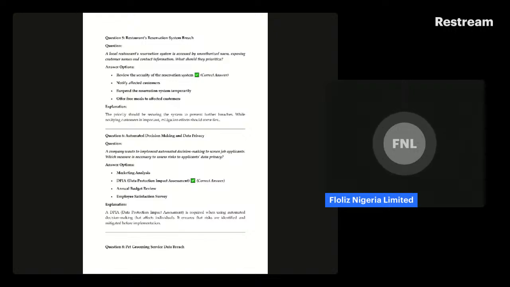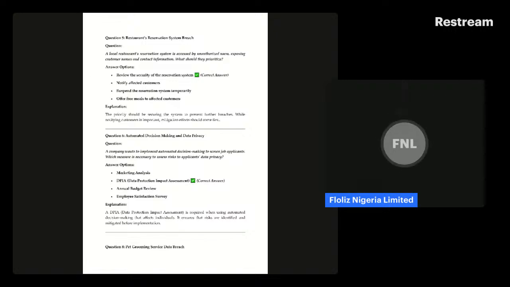Suspending this reservation system temporarily may be good, but not the most appropriate answer. The most appropriate answer will be to review the security of the reservation system to see where those cyber risk issues occurred from. You understand?